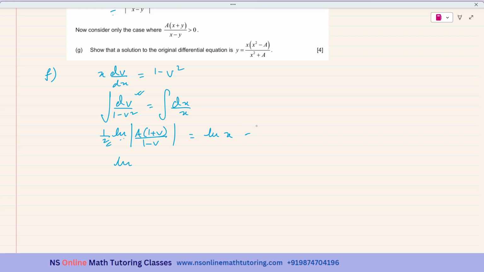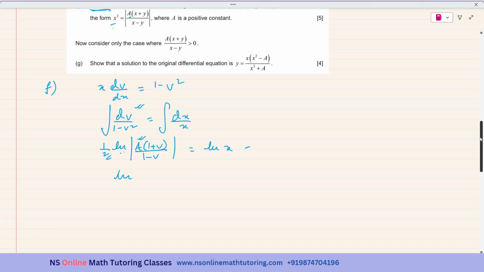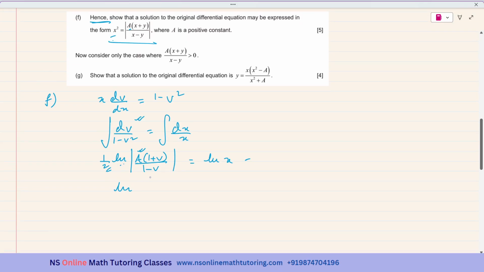I haven't written another plus c because the constant of integration has already been taken in this a. So that is why I have not written another constant of integration. And since I cannot have any half or any coefficient before the ln, I need to remove the ln because this is not having any ln. So I have to write it without this coefficient. Therefore, I'll be multiplying the entire equation by 2.